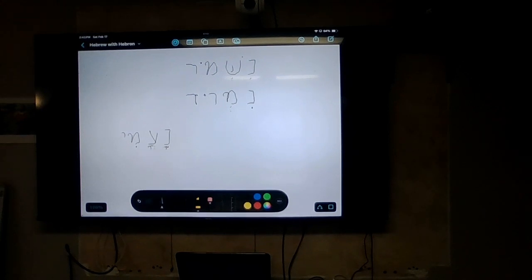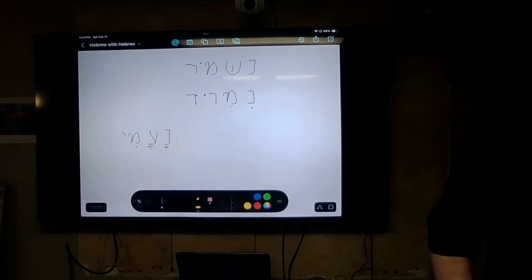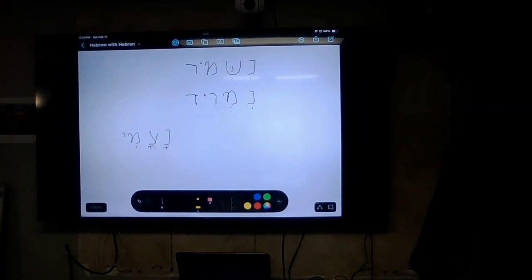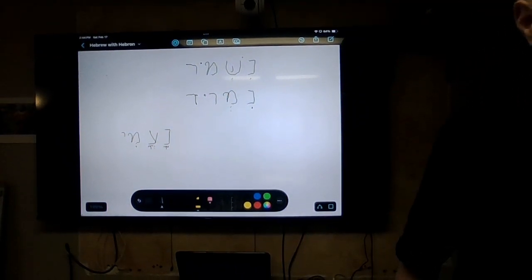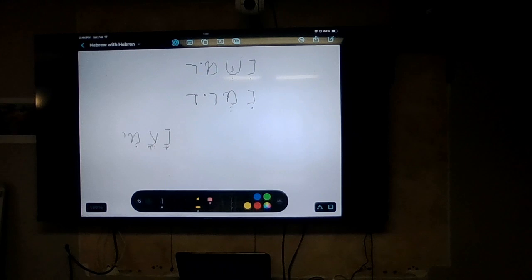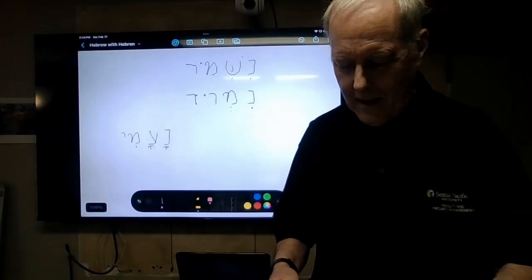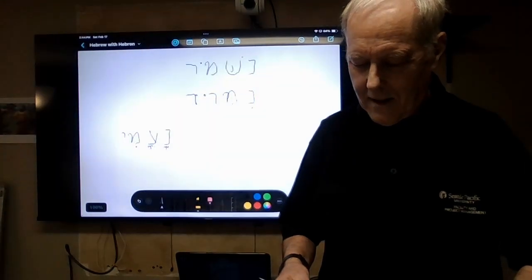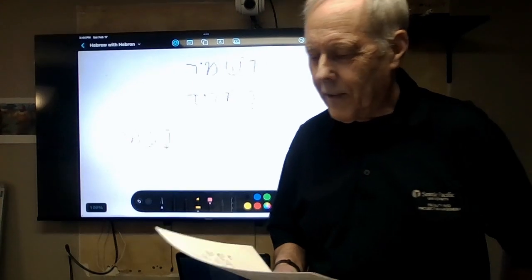Ve'haaretz hayta tohu ve'vohu. Formless and empty. V'choshech al pnei tehom. Try that. Which one? V'choshech al pnei tehom. Right. Ve'choshech al pnei tehom. Beautiful.